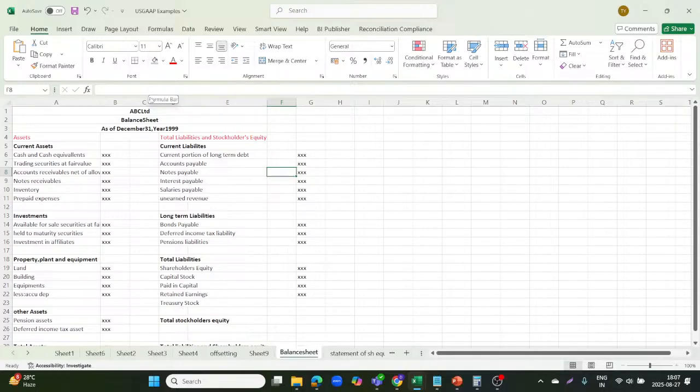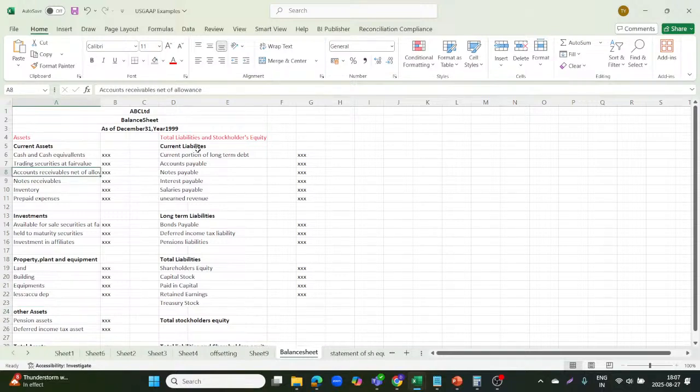So here you see there are two sides, it's a bifurcation. On the left you see there are assets, on the right you have total liability and shareholders equity. Now assets is bifurcated into your current assets and your non-current assets, that is your investment and property, plant and equipment and other assets. These all are your non-current assets and one is your current asset.